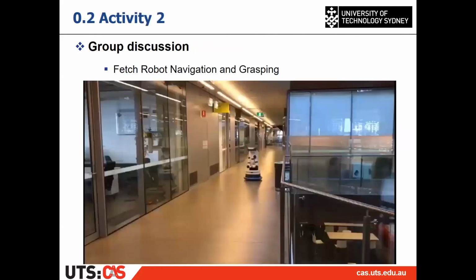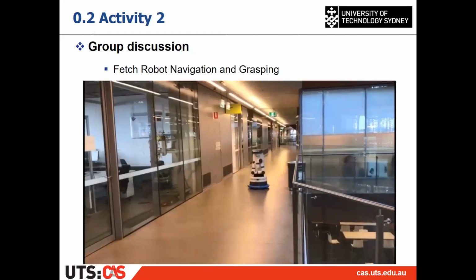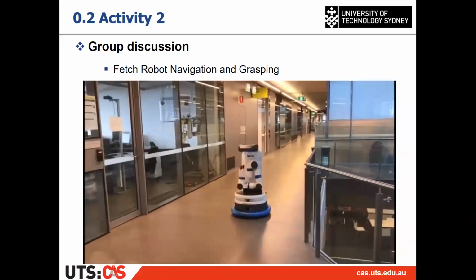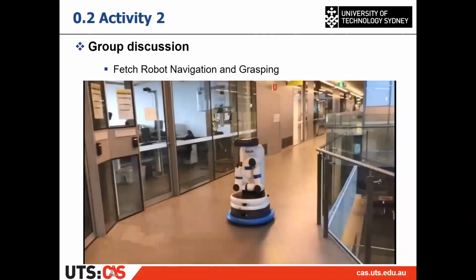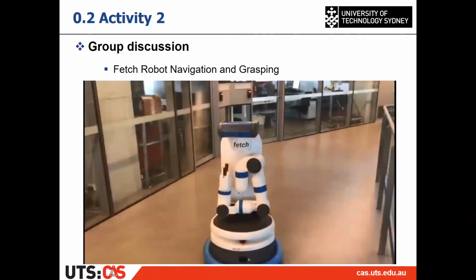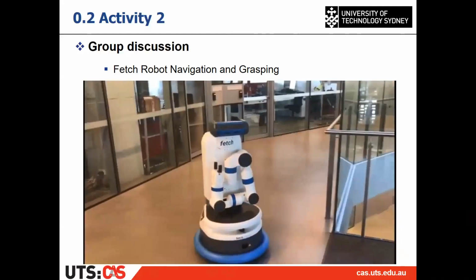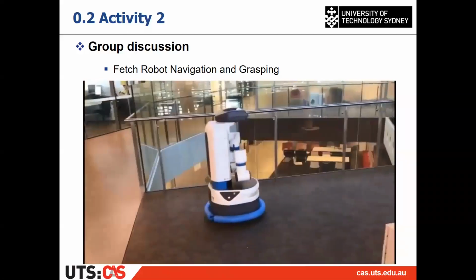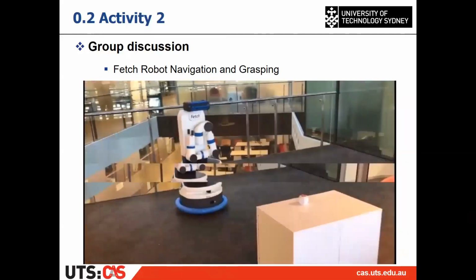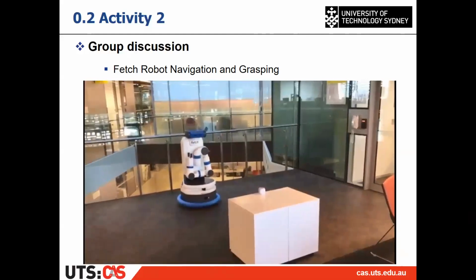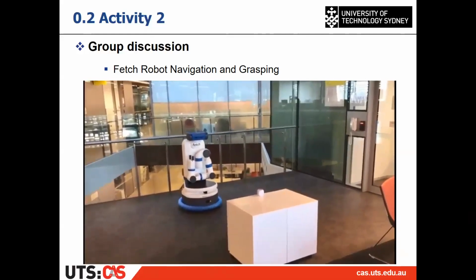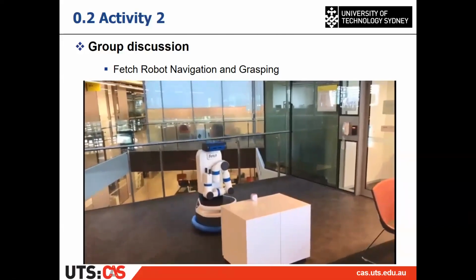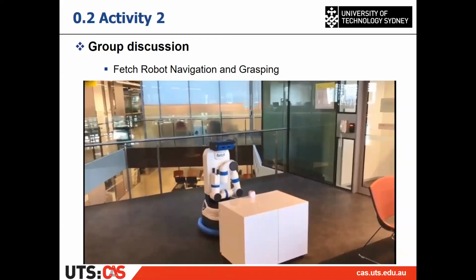That's following up with the activity two from last lecture. Right, so it's about fetch robot, navigation, and grasping. I shared a video, so this video is done by one of my PhD students. He described it already, and he's working with Baidu. I don't know if you heard of it. It's a Chinese version of Google, and he's working on autonomous driving at the moment, and with a very good server.